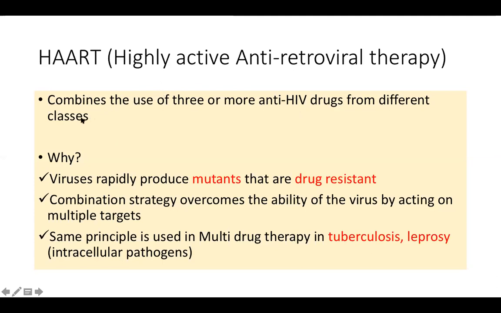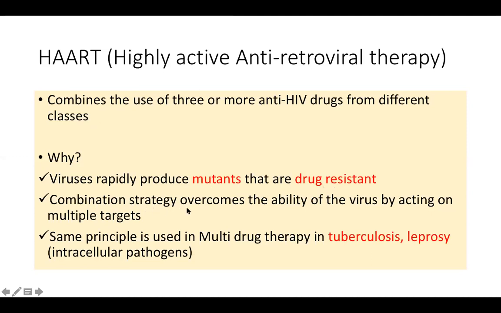Why are we doing this salad? Why are we making this fruit salad of different fruits, this blended cocktail or mocktail or whatever? Because viruses rapidly produce mutants which are drug resistant. Like I told you before, even the influenza viruses and the common rhinoviruses causing our cold and cough, we don't really make drugs against them because it is so difficult to target them. They keep on changing, they keep on shifting their genome. So they are rapidly producing mutants which are drug resistant.